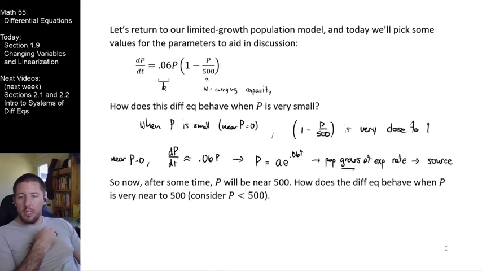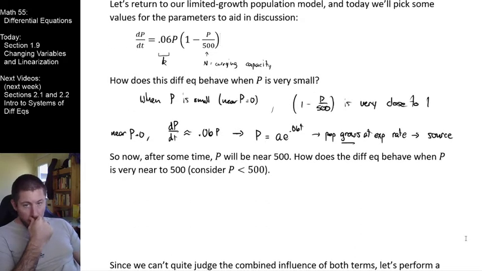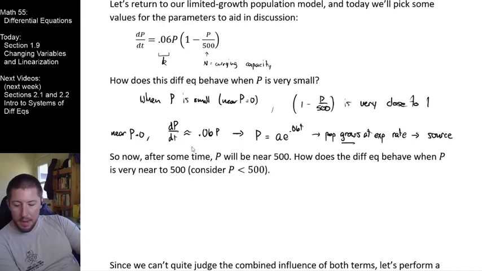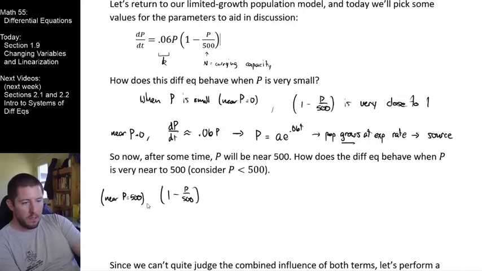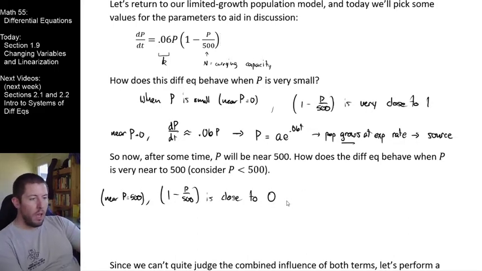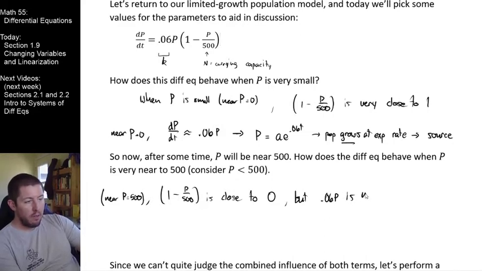So let's play the same game. We know that there's another equilibrium that's near 500, because if I started at that small one, I should grow until I'm almost 500. And what I want to know now is, what's the behavior of the differential equation when p is very near to 500? Well, near p equals 500, 1 minus p over 500 is now close to 0. It's really small. But 0.06p is now large.